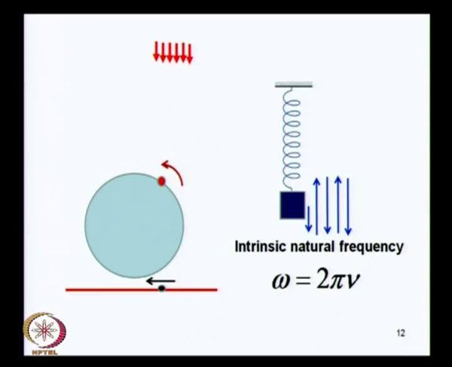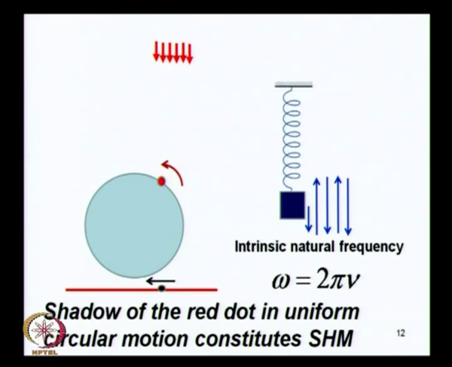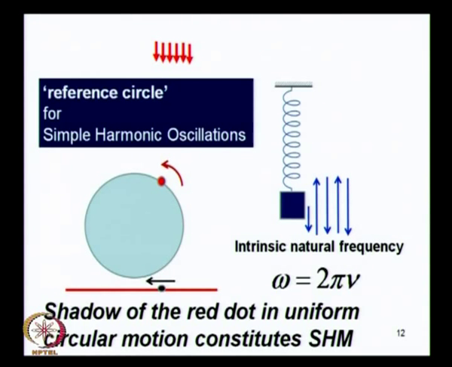So there is a connection between circular motion and a periodic motion, which is why the corresponding frequency is called the circular frequency, and the shadow itself will constitute a simple harmonic motion. Now this is called a reference circle for simple harmonic oscillations.